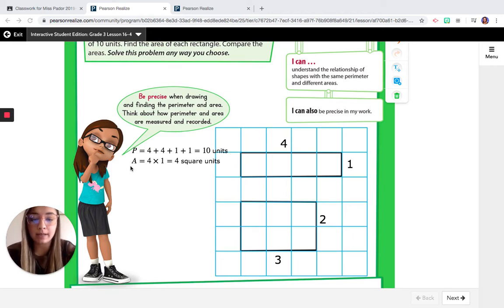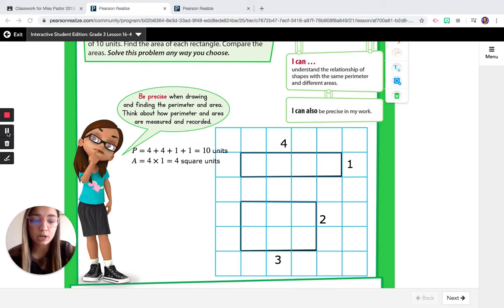So for this example, like I said, I'm going to multiply the two sides. So I multiplied 4 times 1, and that equals 4 square units. So since I have two rectangles here, the last part of the question wants me to compare the areas of the two different rectangles. So I know that I have to first determine that the perimeter is in fact 10 units, so I'm going to do that now.